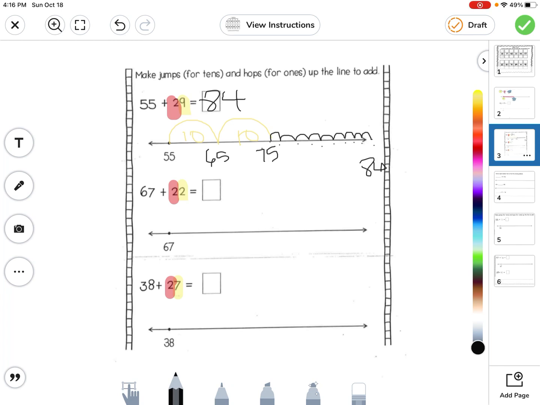So let's do one more of these together. So we have 67, and we need to add to it 22. So we're going to make 2 jumps of 10, and then 2 hops of 1. So we have 67, 10 more would be 77, 10 more would be 87, and then we can count by ones. 88, 89. So 67 plus 22 is going to equal 89.